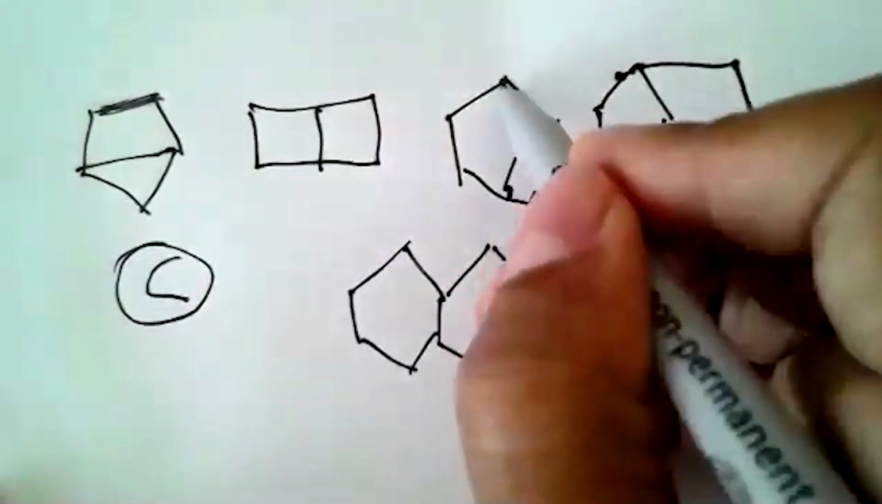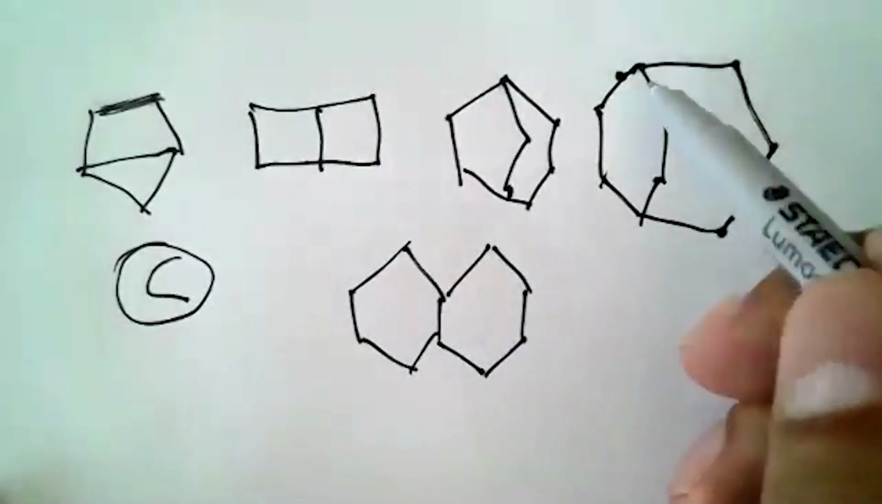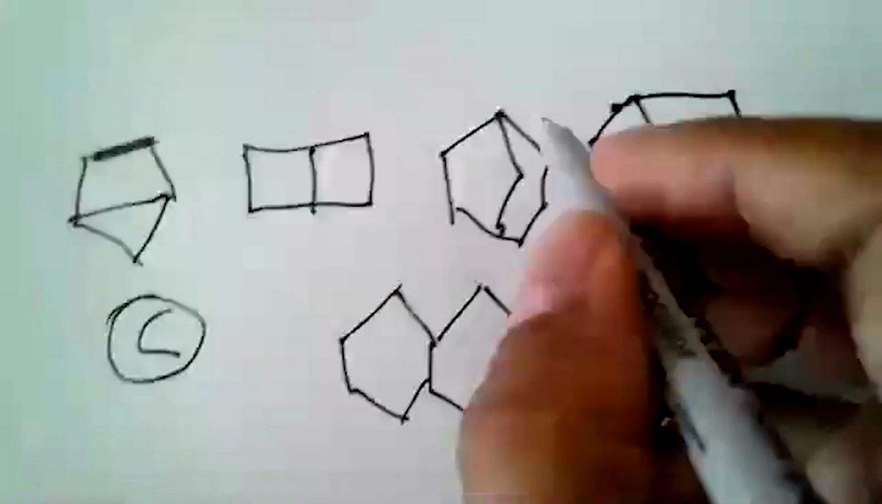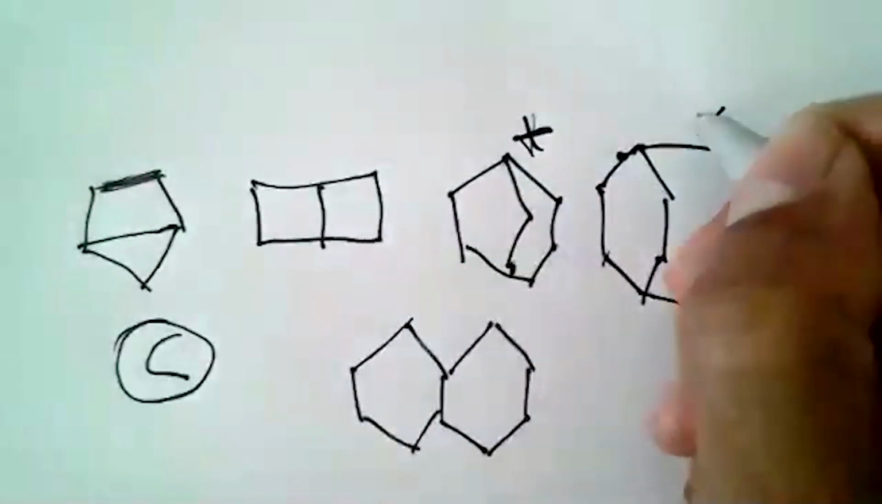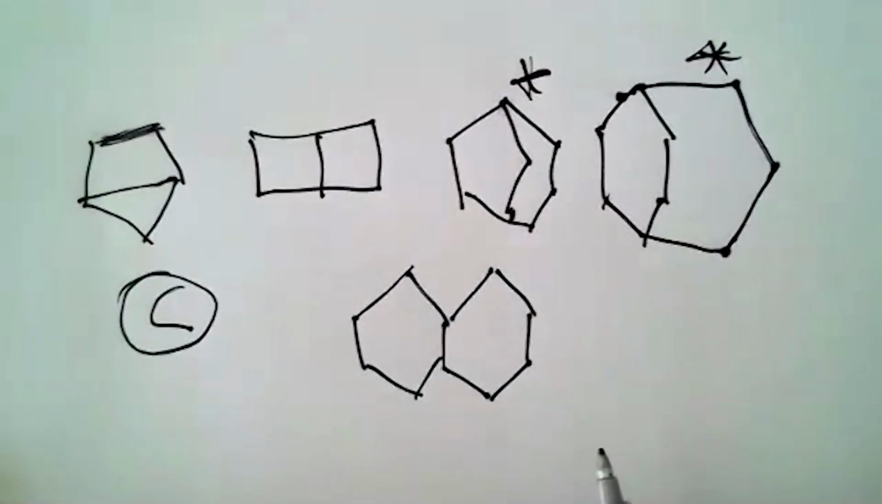1, 2, 3 common atoms. And over here, 1, 2, 3, 4 common atoms. So this molecule and this molecule are bridged.